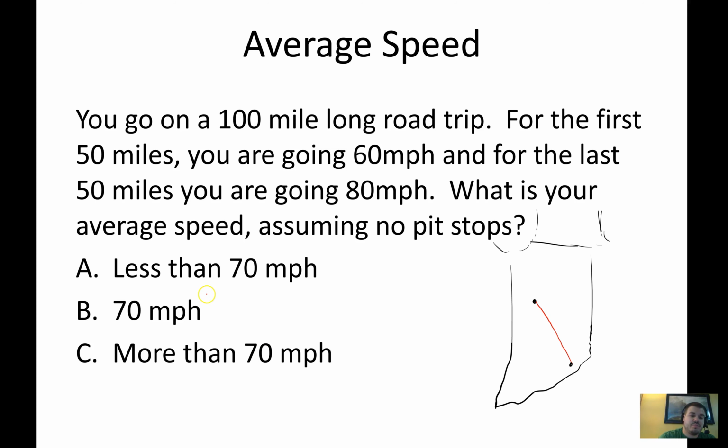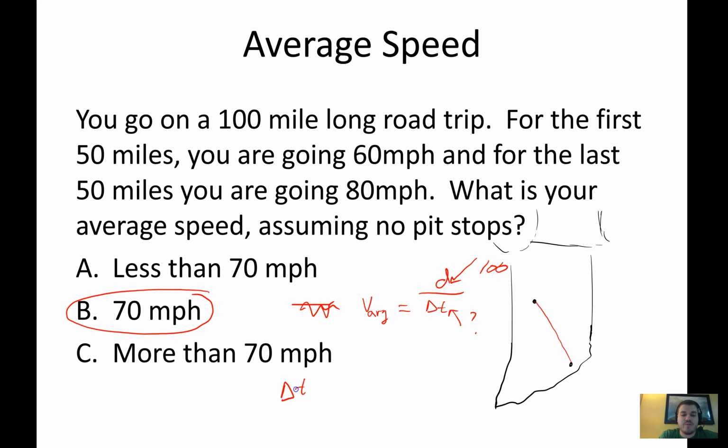Did you pick the answer B, 70? If so, that's unfortunately not the right answer. This would be the right answer if we spent the same amount of time going 60 as we did 80. This is the example of a question where you have to be really careful about the definition of what is the definition for average speed. The definition is the total distance traveled divided by the time. Now we know the total distance traveled, that's 100. The thing that we don't know is the time. So we need to find the time.